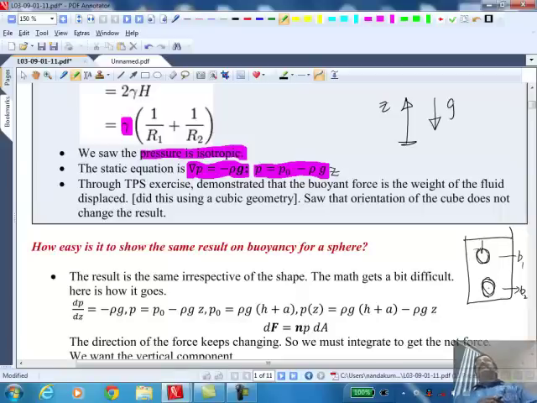Okay, so the answer is it's going to be the same. The buoyancy force is going to be the same here and here, right? Because one way we understand it is buoyancy force is the weight of the fluid that is displaced.